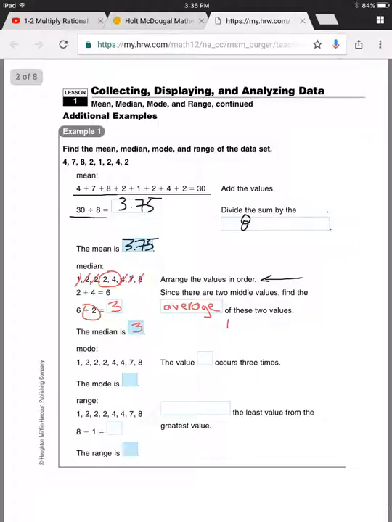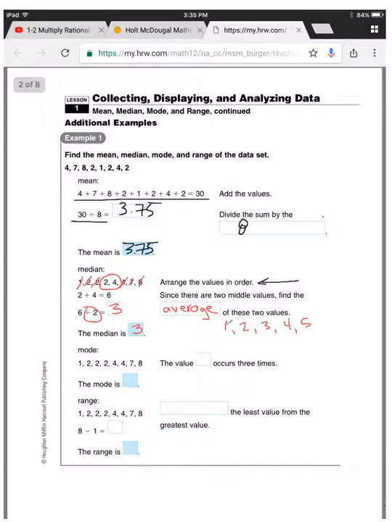Now, if you had 1, 2, 3, 4, 5, and crossed off, there's only one middle value, so that would be your middle value. The mode is the number that appears the most, okay? If you look at this, you see that the value of 2 occurs 3 times, 4 occurs twice, and the rest of them only occur once. So the mode is 2 because it occurs more than any other number.